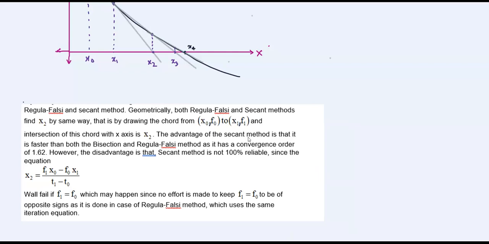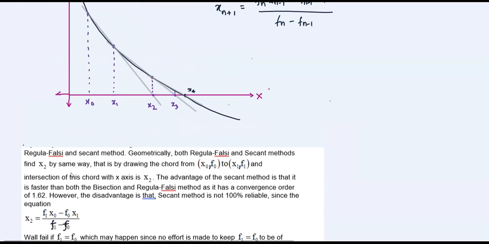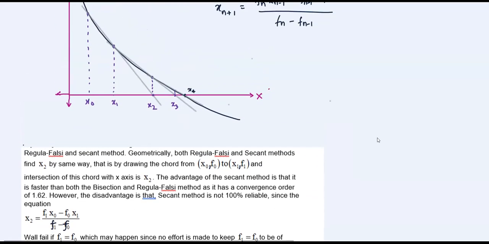The advantage of secant method is that it is faster than both bisection and regula falsi, as it has a convergence order of 1.62. However, the disadvantage is that secant method is not 100% reliable, since this equation will fail if f1 is equal to f0. That means if the function values are the same, then the chord you will get is a horizontal chord.